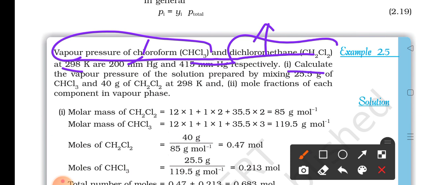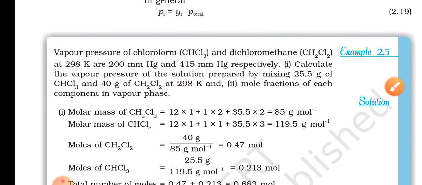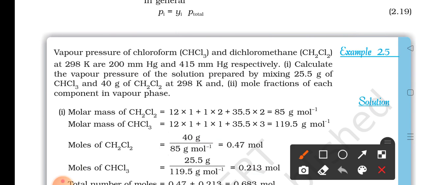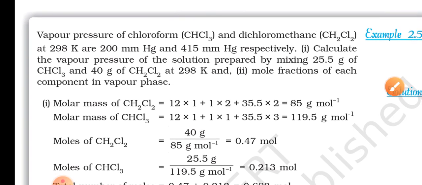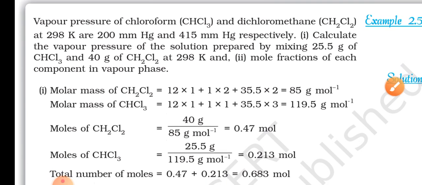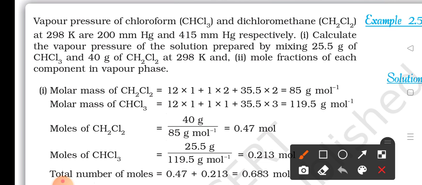So we have to calculate the vapor pressure of the solution prepared by mixing that much and that much amount of chloroform and dichloromethane. So the question is really very easy, just try to understand it. Here, we know the values of P1 naught and P2 naught, the purest form values. We have to calculate the vapor pressure of the solution, that means the total vapor pressure.